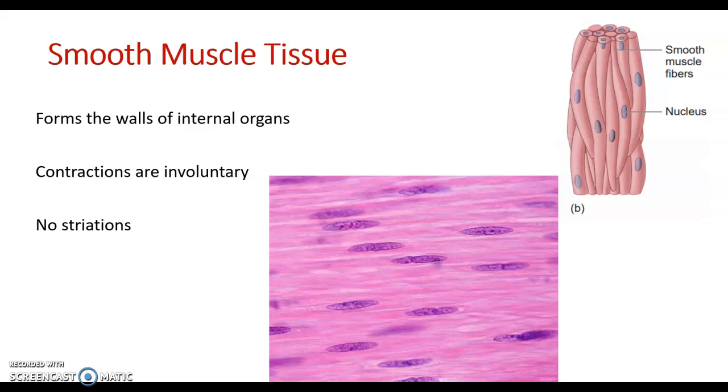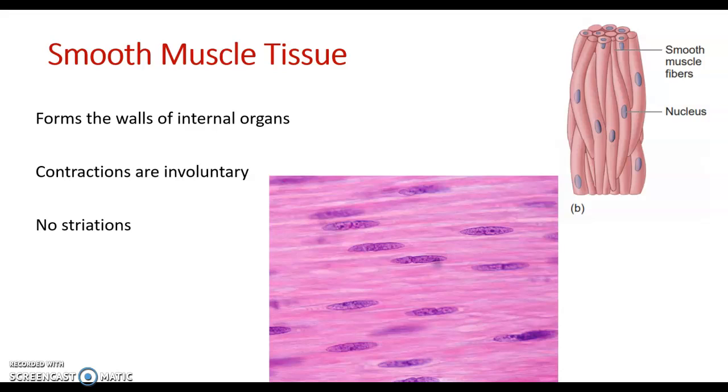Our last type of muscle tissue is called smooth muscle. And this type of muscle is found in the walls of our internal organs, like the stomach, the intestine, the bladder, lining our blood vessels and our airways. The contraction of smooth muscle in the stomach mixes food and then propels it into the digestive tract. That's one example of the use for smooth muscle.